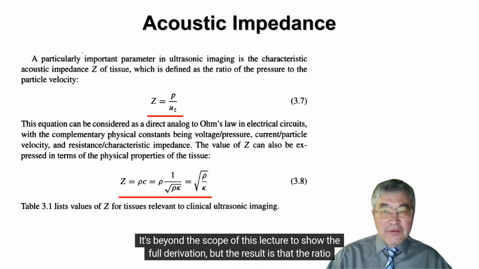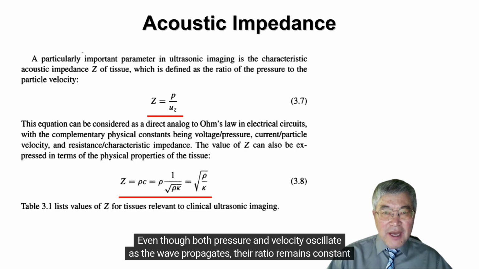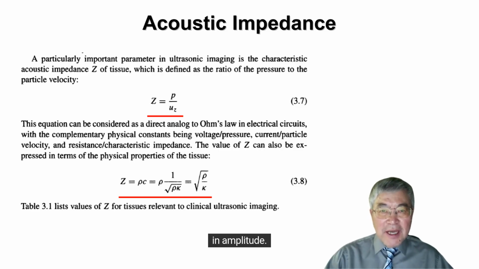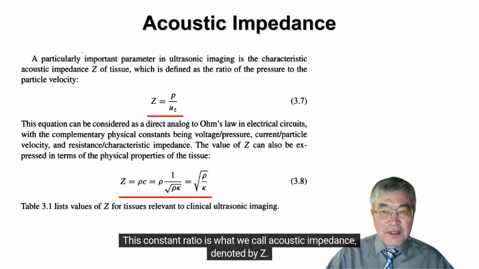It's beyond the scope of this lecture to show the full derivation, but the result is that the ratio between pressure and velocity, P over U, is constant at any given location. Even though both pressure and velocity oscillate as the wave propagates, their ratio remains constant in amplitude. Because this ratio stays constant, we can define it as a characteristic property of the medium. This constant ratio is what we call acoustic impedance, denoted by Z.